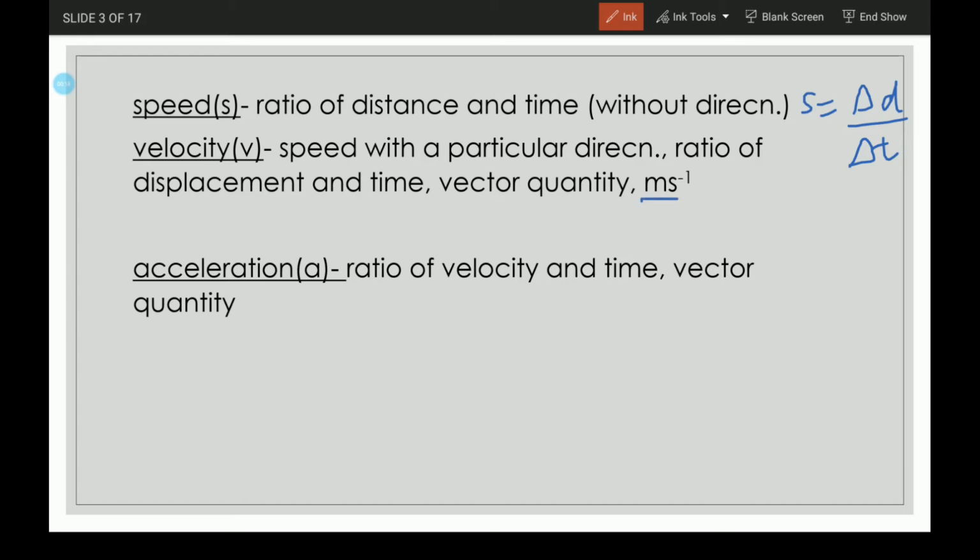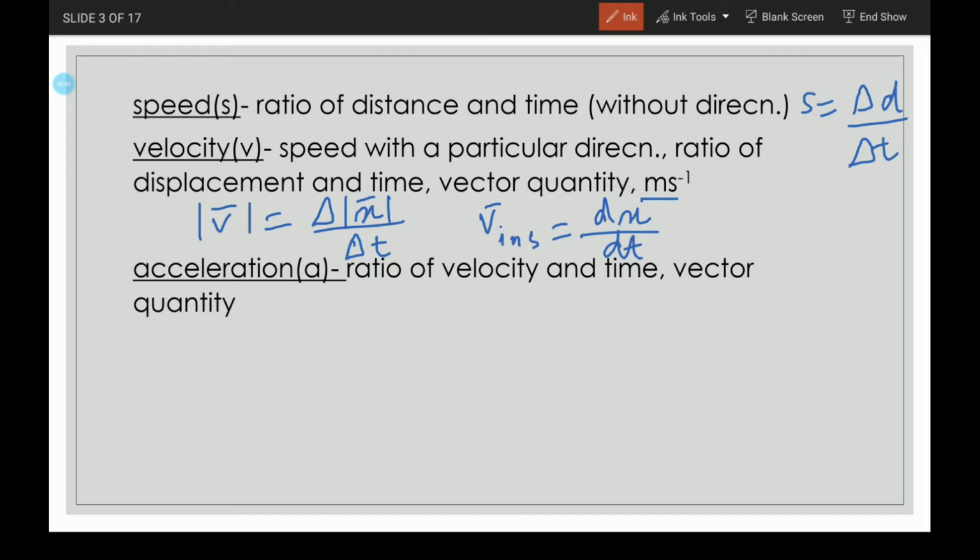Now velocity, or small v, it is the speed with a particular direction. It is the ratio of displacement with time, or the rate of change of displacement with time. Now the velocity magnitude is given by the change in the magnitude of the displacement upon change in time. And v instantaneous, that is the instantaneous velocity, is given by dx by dt.